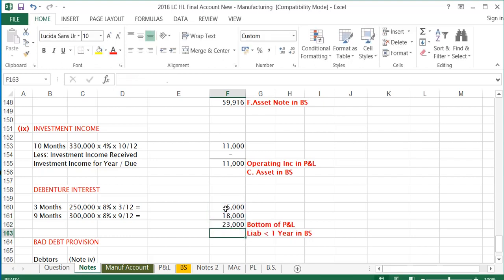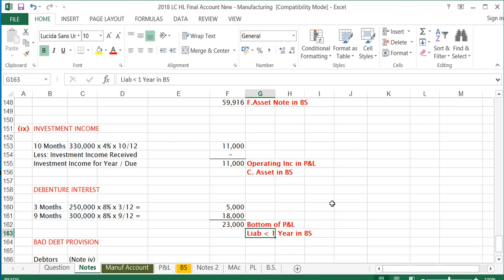So in total, the debenture interest for the year is 23,000, and that will go at the bottom of the P&L. And the debenture interest that's due, which is all of it, because we haven't paid any debenture interest from the trial balance.